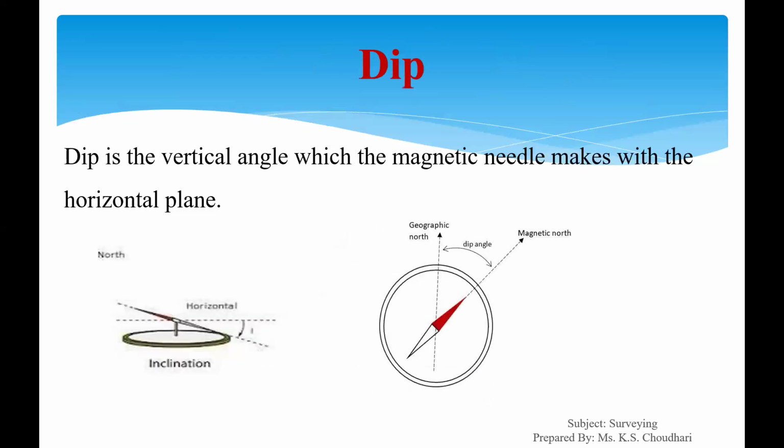Now, the dip. Dip is the vertical angle which the magnetic needle makes with the horizontal plane. Observe the diagram carefully. Here you can see how the magnetic needle makes the angle with the horizontal, and this angle is nothing but the dip.